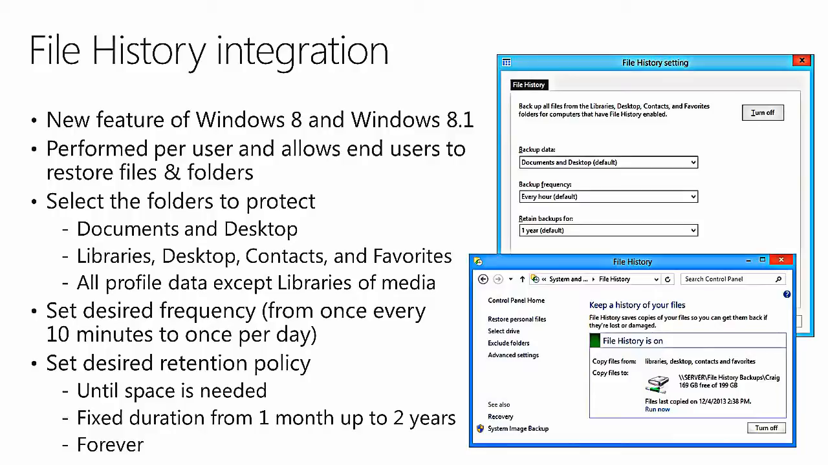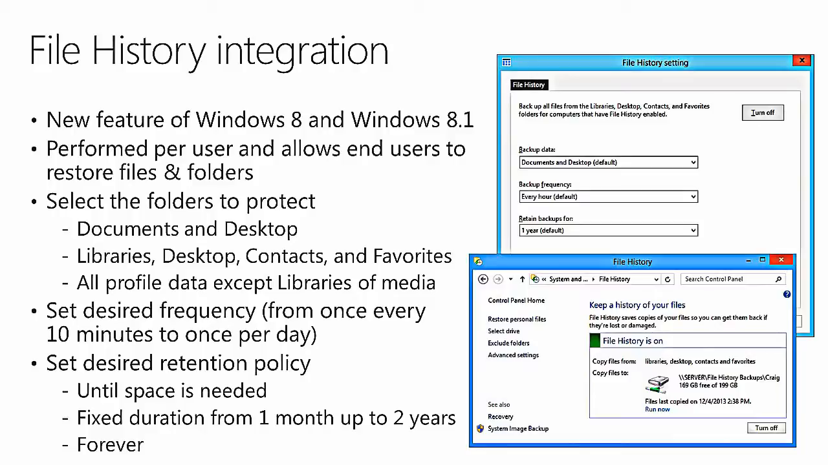So by default, media libraries aren't included in the file history. So if you have big video files or pictures or things like that, then you're going to want to take steps to configure those to be included. And they are, of course, included in the client PC backup that runs as well. So you can use these two methods to complement each other, and they provide different protection and restore capabilities.